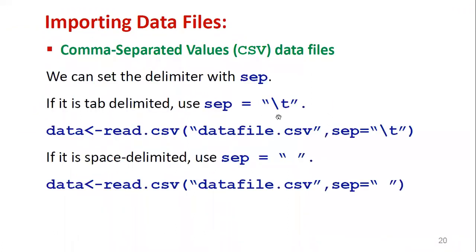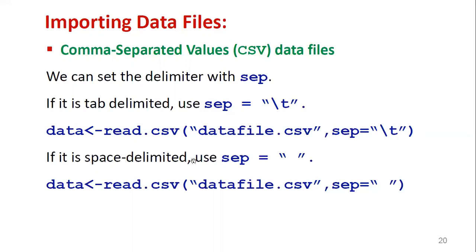Then some more, we can provide separators also in between the data. If you want to provide some space or tab, we can set the delimiter with sep, which is called a separator. If it is tab delimited, use sep equal to, within double quotes, \t. So for that, the command is data equal to read.csv, filename.csv, comma, sep equal to within double quotes \t. So whenever the data is tab delimited.